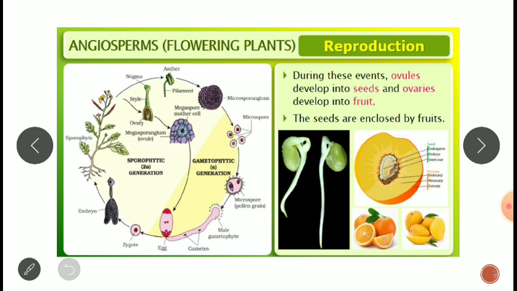Now, during these events, what is happening? The ovules that were present inside the ovary are going to develop into seeds. Whereas the ovary, the outside part, will develop into the fruit with the help of the primary endosperm nucleus. And hence the seeds are formed enclosed by something known as the fruits which we eat.